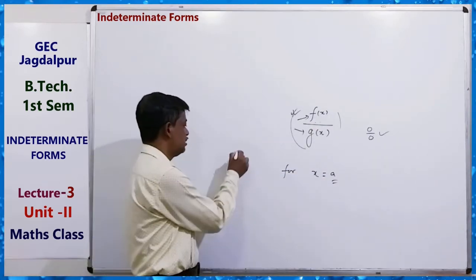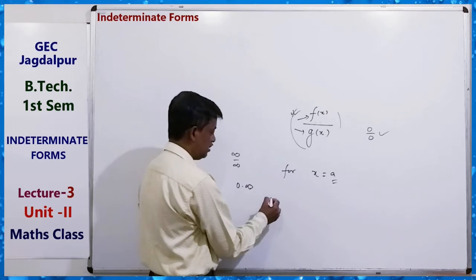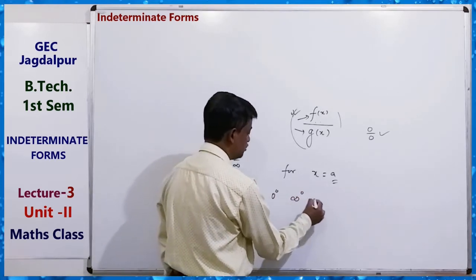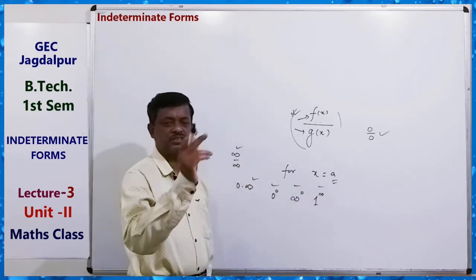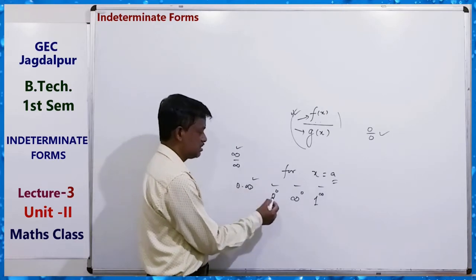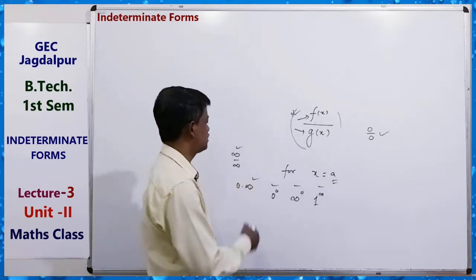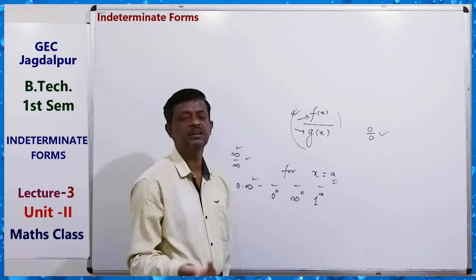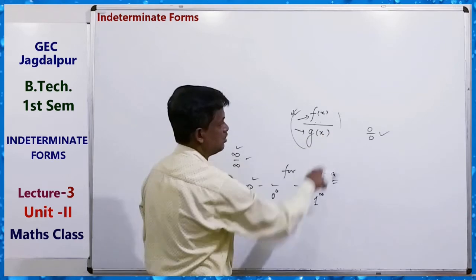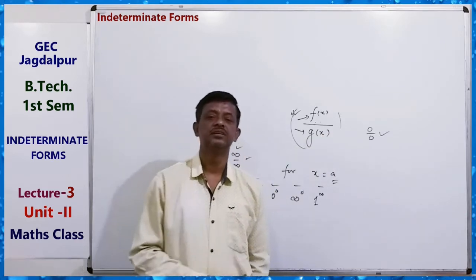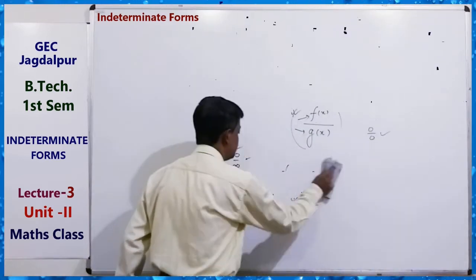Other forms are infinity by infinity, 0 into infinity, 0 power 0, infinity power 0, and 1 power infinity. All are indeterminate forms. With two functions f(x) and g(x), such as f(x) into g(x) or f(x) power g(x), for a particular value we may get this type of form. That is an indeterminate form. All these indeterminate forms can be converted to 0 by 0 form, and we can use L'Hospital's rule for evaluating the value of the indeterminate form.